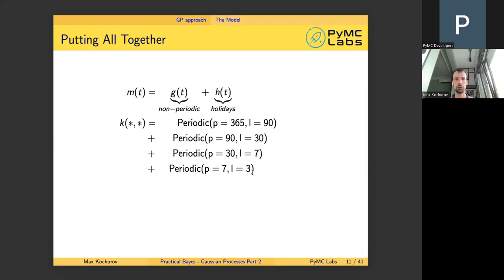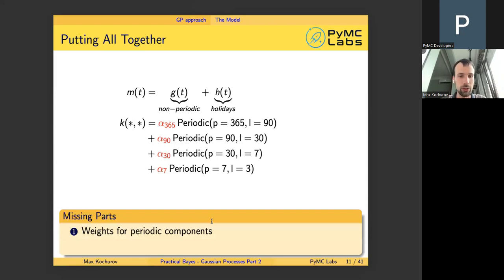Now, let's look into how it would look if we specify those parameters and length scales using the periodic kernel in PyMC. Well, of course, you need the same number of periodic kernels, their summation, as you have periodic parts in your model. But there is one missing thing that we need to add to the slide, and these are weights for periodic components.